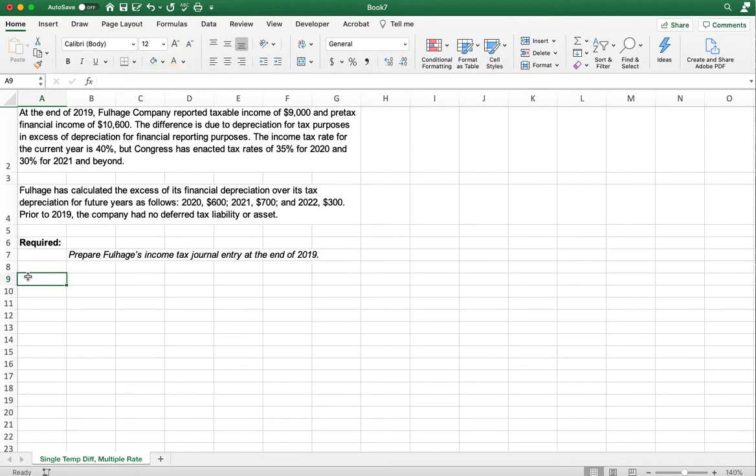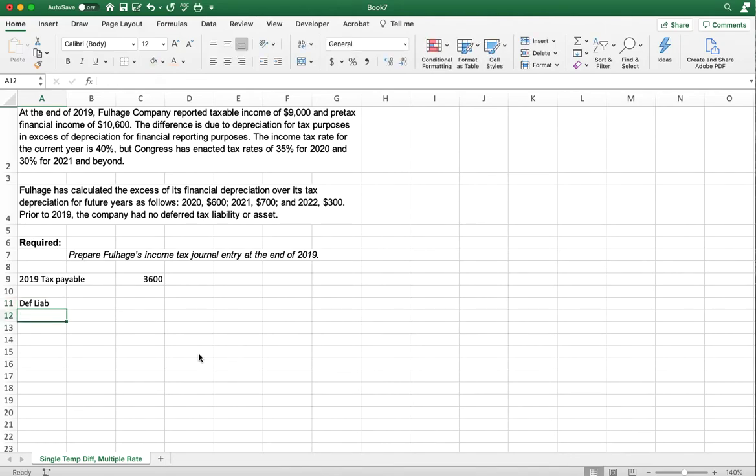We can start out with just the 2019 tax payable. And so the tax payable is going to be this $9,000 of taxable income times the current rate of 40% for $3,600. Then we also need to figure out the deferred tax liability.